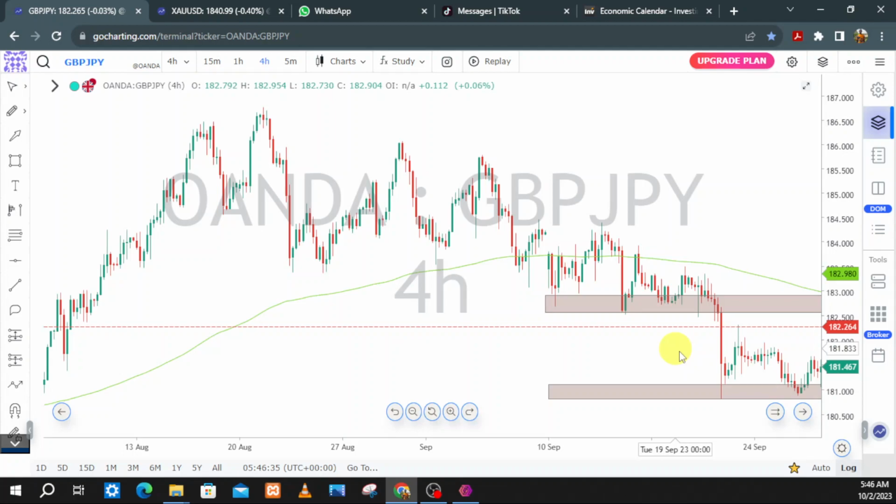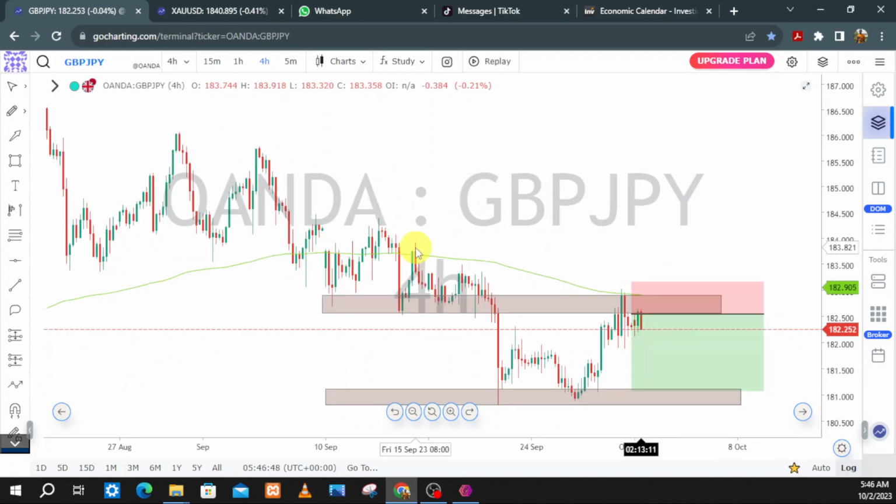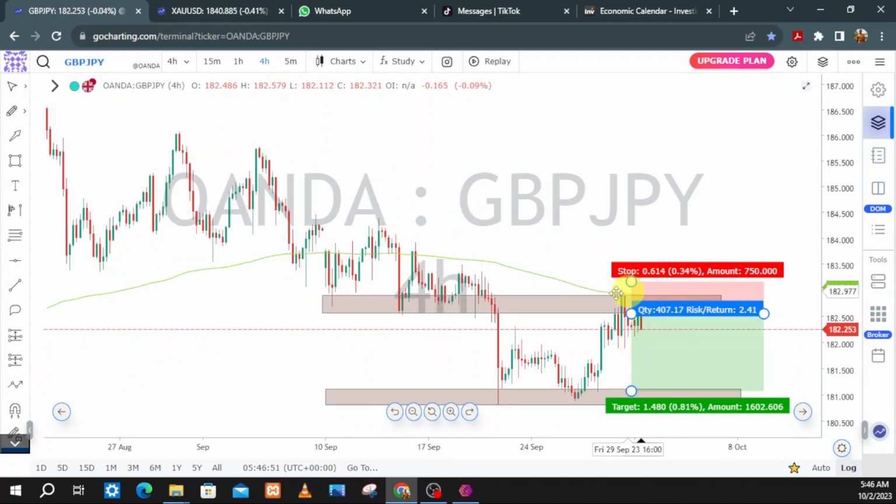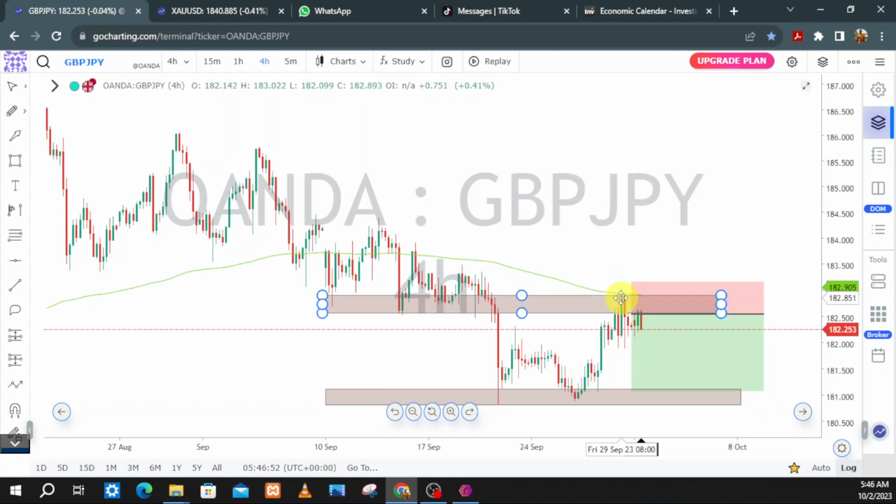So look at this place. It acted as a what? As a resistance. Is that okay? So the market came there. That was last week, and you saw clearly that it also acted as a resistance. Is that okay?